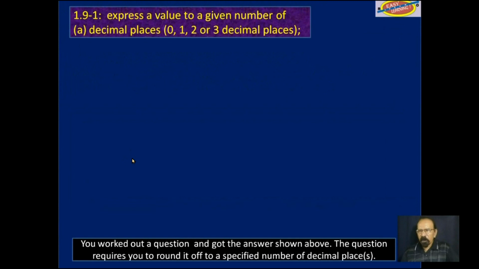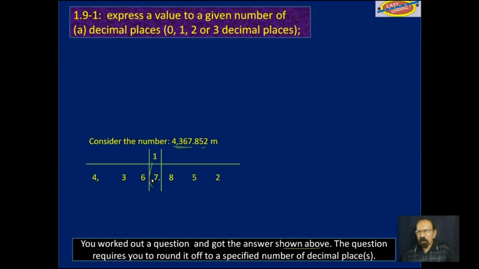Now let us say that you worked out a question and you got the answer shown above. The question requires you to round it off to a specified number of decimal places. Before we get to that, let's consider this number carefully. If you write it down like that, you know that this 7 is in the ones position, that 6 is in the tens position, that 3 is in the hundreds position, that 4 is in the thousands position, and so on going to the left. This objective deals especially with from this 1 position going to the right.